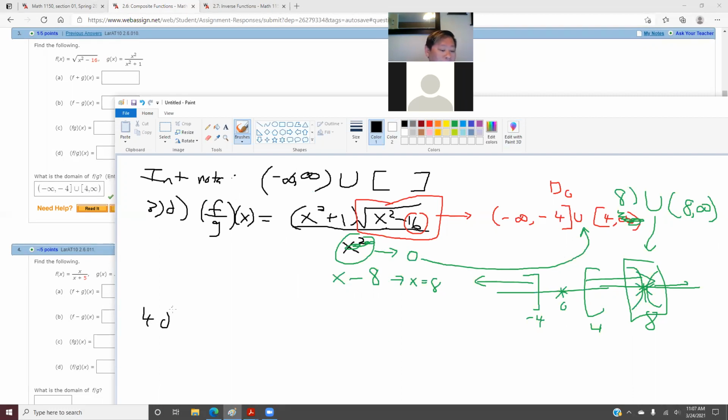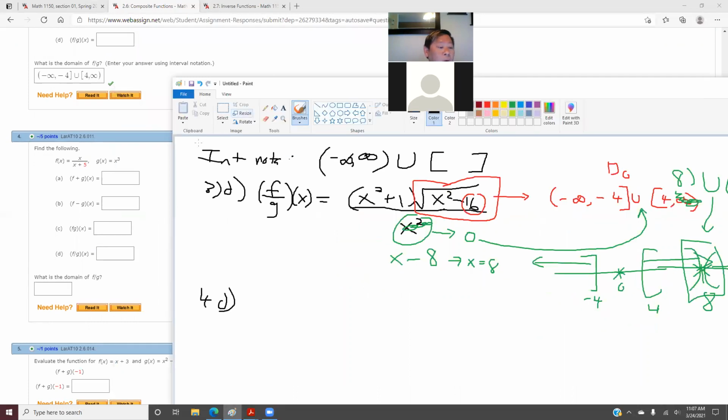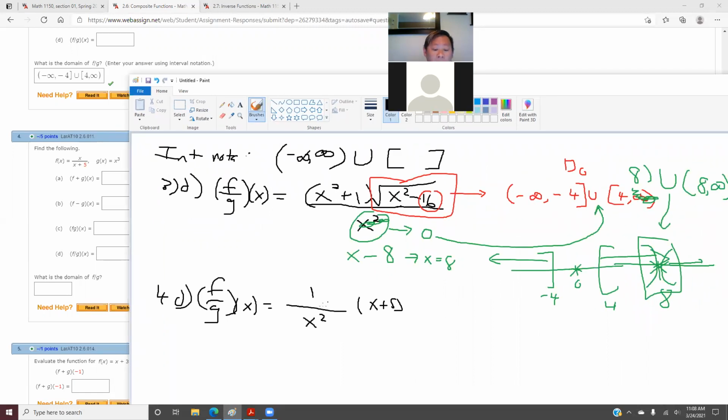Same thing with question 4. You need to do f over g again. That's always the domain for that. In the test, I usually only want you to find the f over g domain. Do you know what f over g is in this case? Let's see. It should be 1 over x squared times x plus 5. So like this? The x plus 5 is the denominator too. Oh, this one.